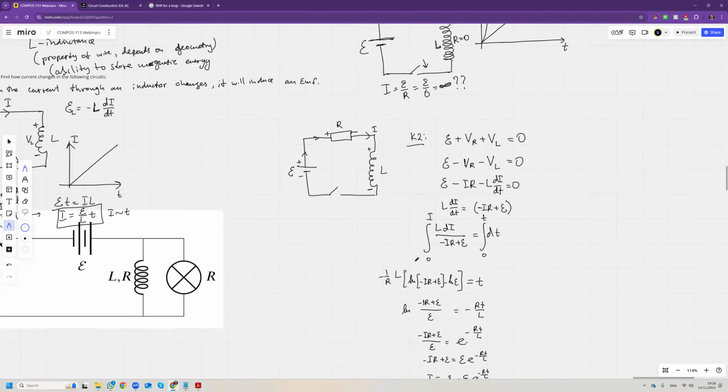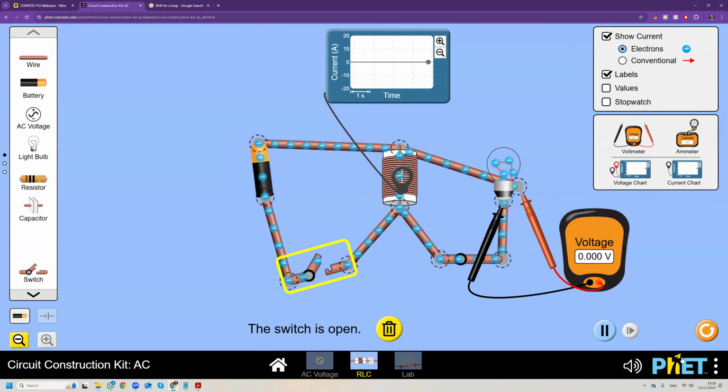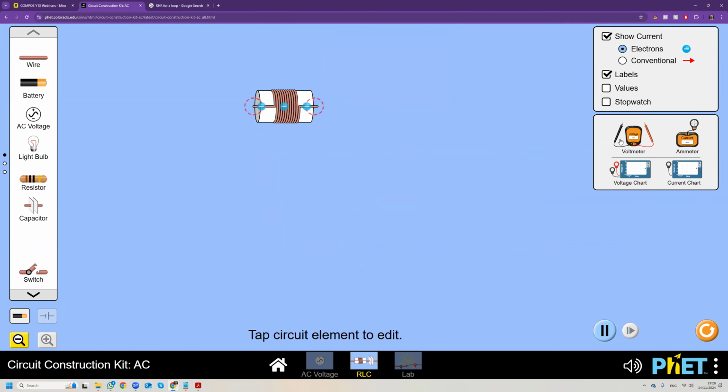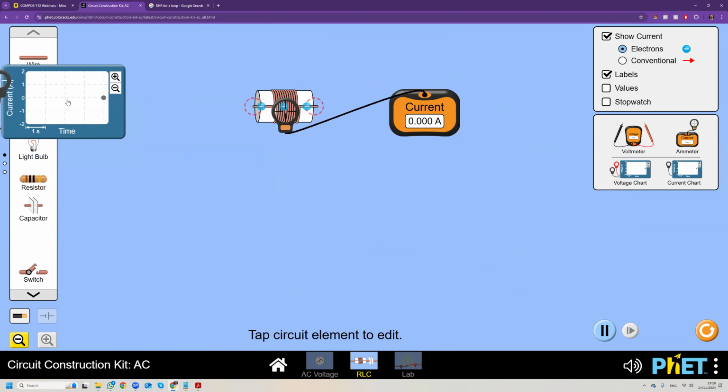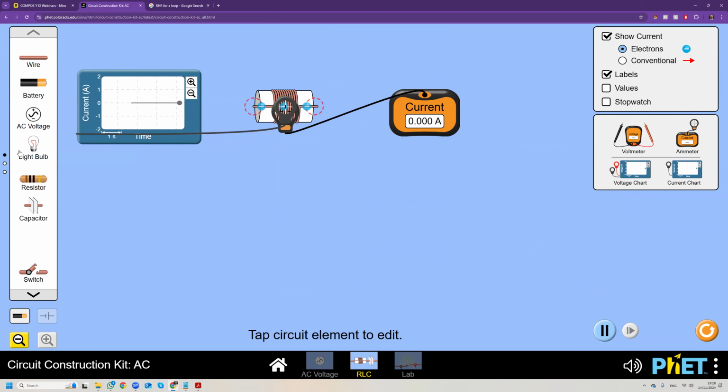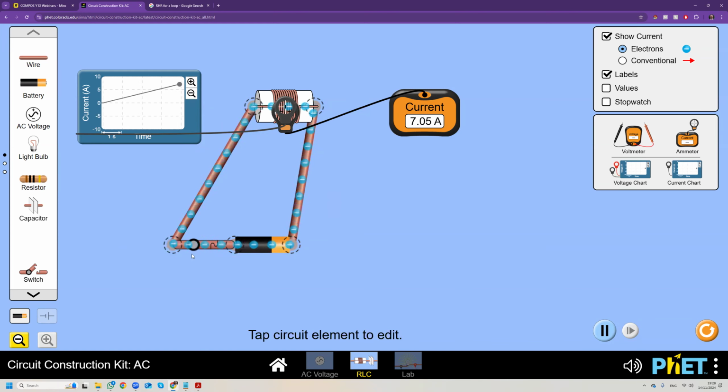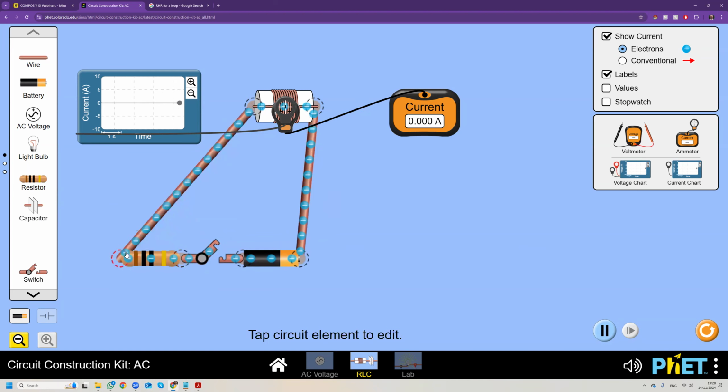Okay. Let's see if that is true. Let's build that circuit and see if it actually gives us that result. Oh, sorry, current chart. And the switch, battery. Okay, close the switch. Oh, sorry. Forgot the resistor. Okay, so watch the current, please. So, bam. There it happens.